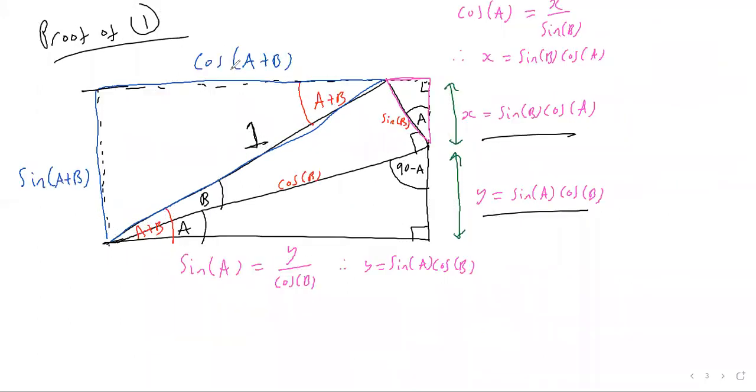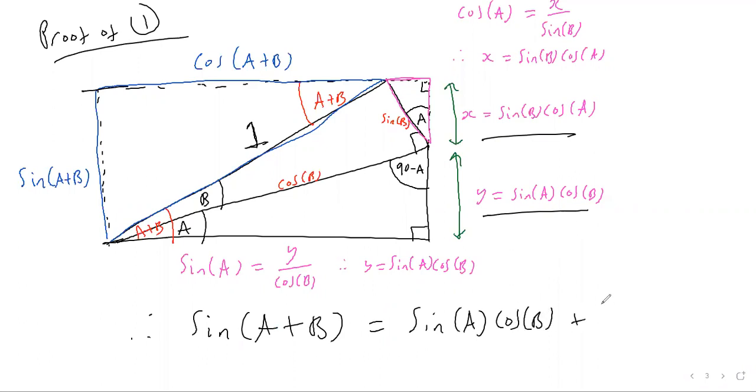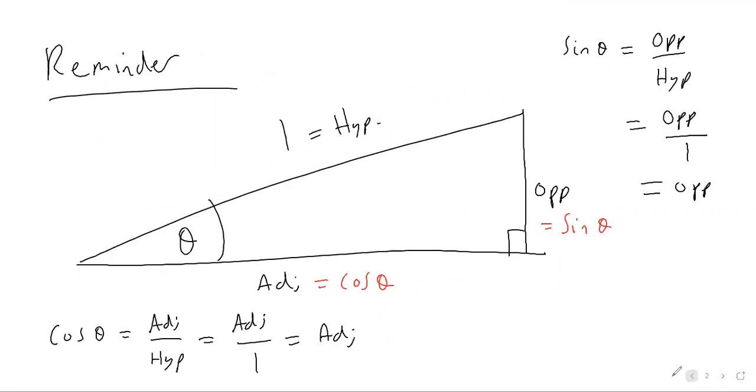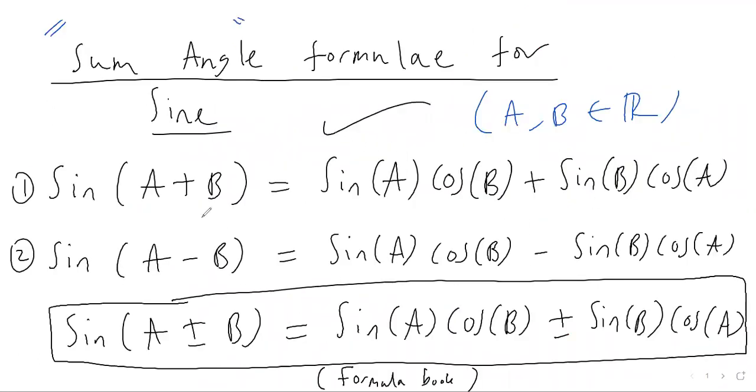So therefore, we can conclude that sine of A plus B is equal to sine A times cos B, and then plus sine B times cos A. So that's the first formula proved. So we've done number one, got that formula there. Now let's go to number two, prove the second one here.